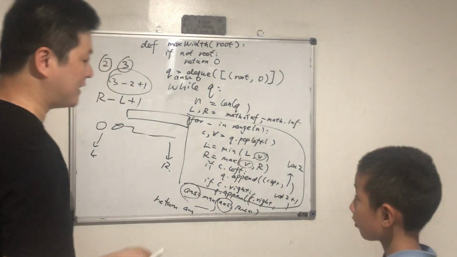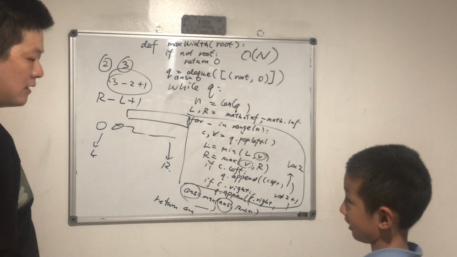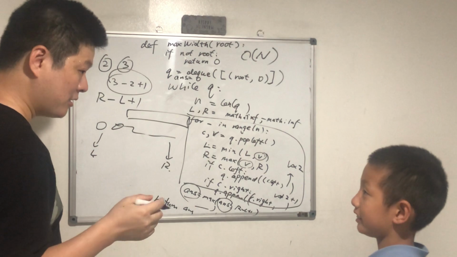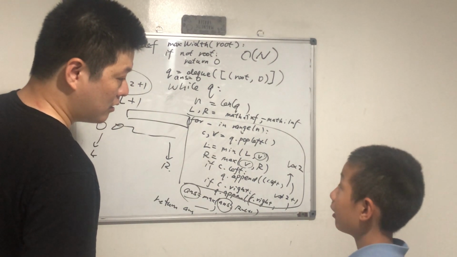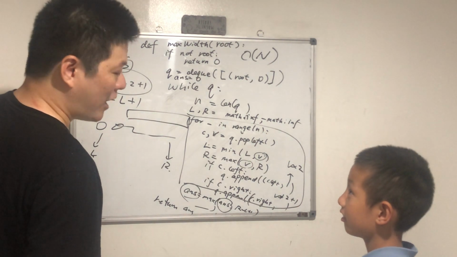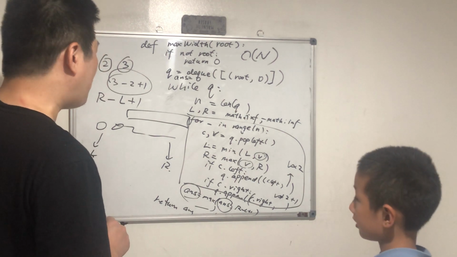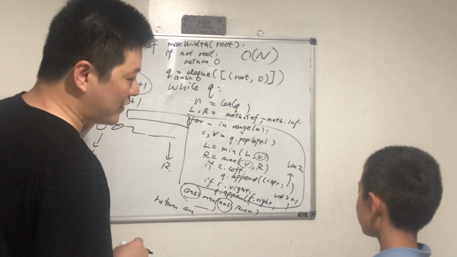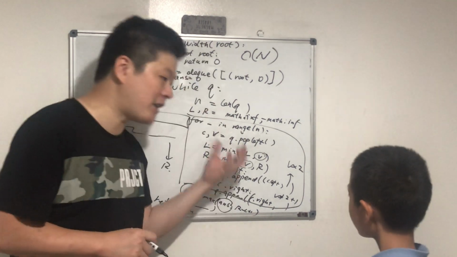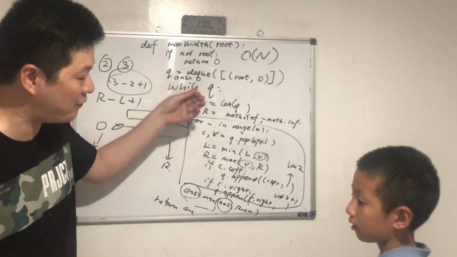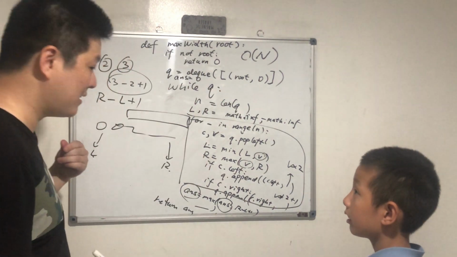What's the time complexity? O of N. What's N? Number of nodes in the binary tree. Okay, what's the space complexity? O of N. Why is it O of N? Because we're using the queue. The time complexity is O of N because we need to visit each node once. If there are n nodes in the binary tree, we need to visit each node once. Does it make sense?